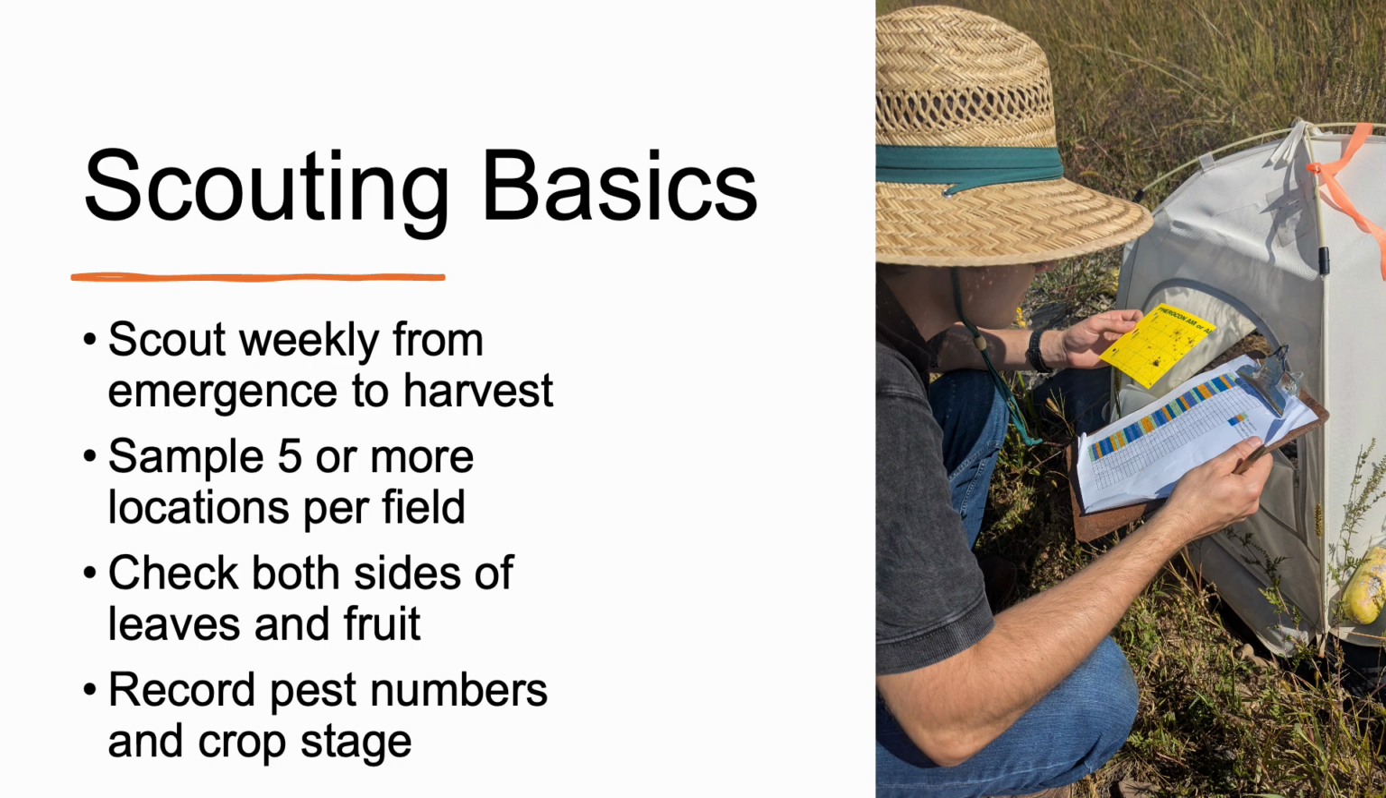Scouting is a key part of effective pest management and should be done weekly from crop emergence through harvest. When scouting a field, sample at least 5 different locations to get an accurate picture of pest activity. Be sure to check all parts of the plants, including both sides of the leaves, as well as any fruit, since pests can easily be missed if inspections are too quick. Finally, record pest numbers and note the crop's growth stage. This information helps guide timely and appropriate management decisions.